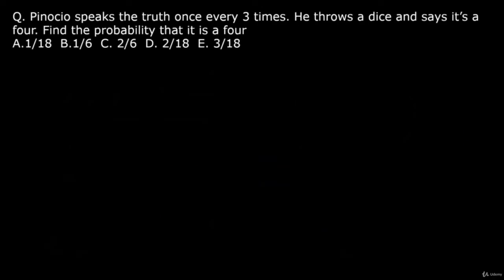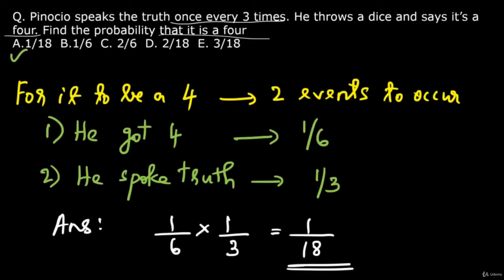Let's read the next question. Pinocchio speaks the truth once every 3 times. Alright, once every 3 times. He throws a dice and says it's a 4. Find the probability that it is a 4. Alright, what's the answer to this question? The correct answer is answer option A. That's 1 by 18, right?